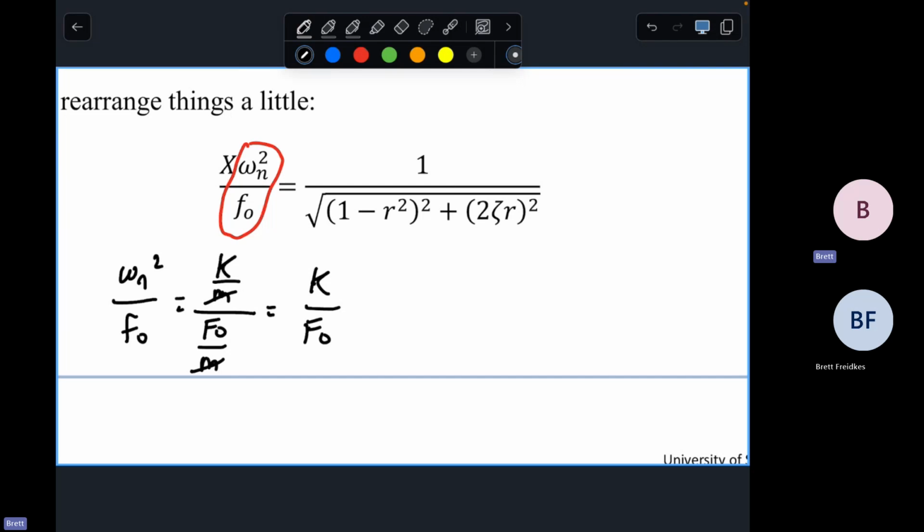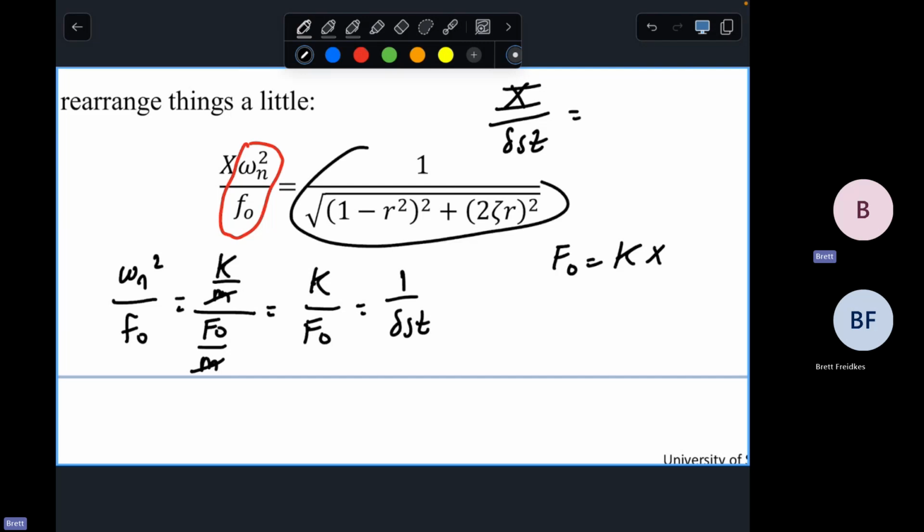What is that? That's based on the static deflection, right? F is equal to Kx. If I solve for K over F naught, this is 1 over the static deflection. So this thing here is the same thing as the amplification factor, except now it's based on including the damper. That's the only difference. It's the same equation as before. The only difference is that we're including this damper. Is that okay? Doubts about this?